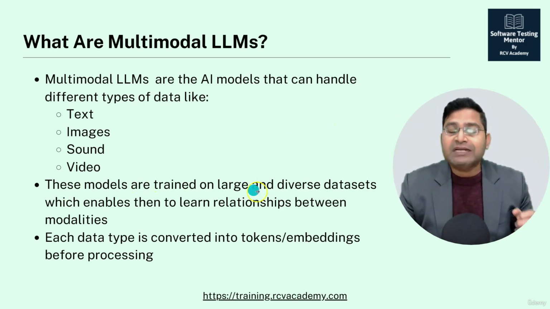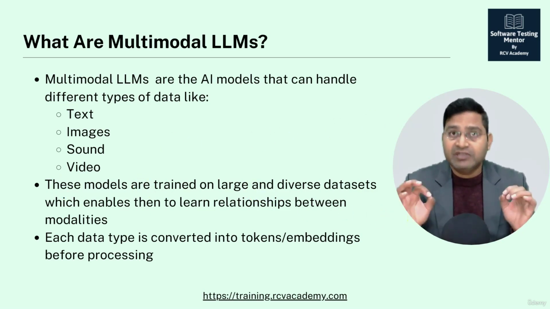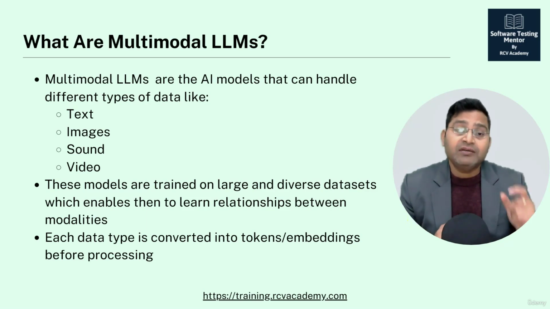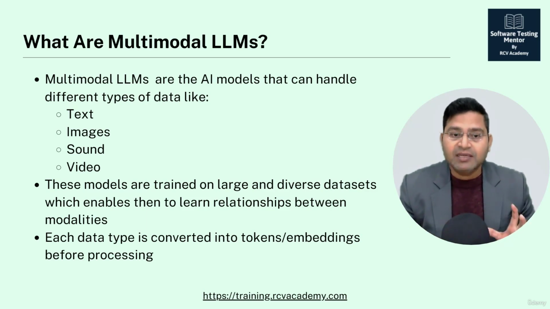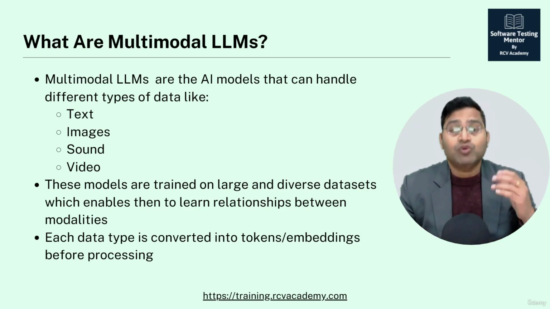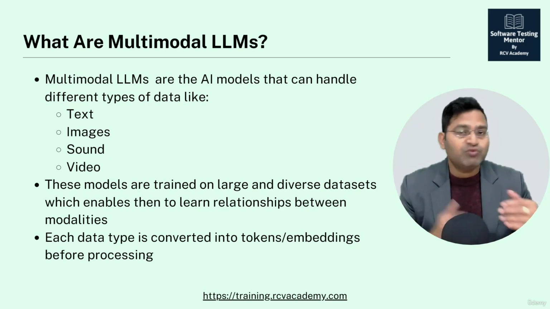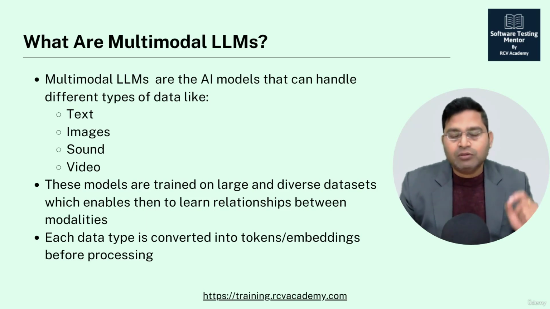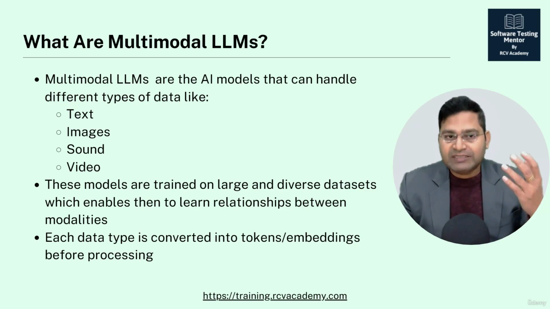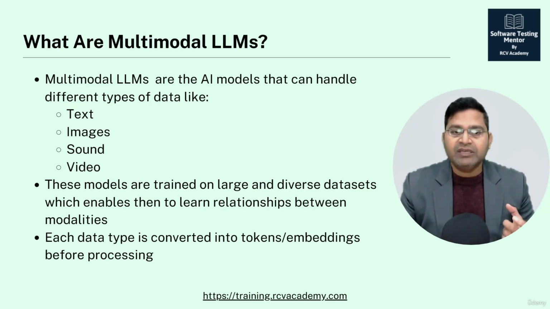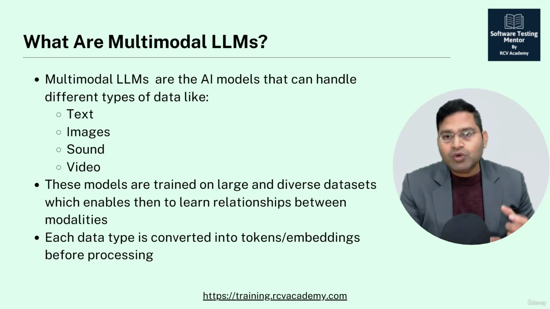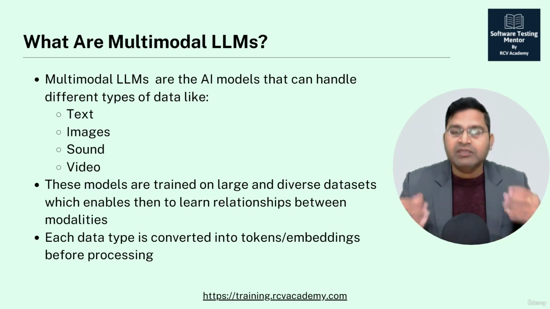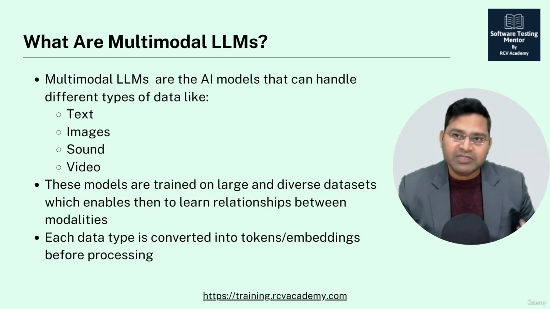Now, these models are trained on large and diverse data sets, which enables them to learn relationships between modalities, and each data type is converted into tokens and embeddings before processing, which we have already understood in detail with the hands-on exercise. So whether it's image, text, sound or video, everything is basically converted into tokens and then embeddings, and that's how these models learn with deep learning algorithms.